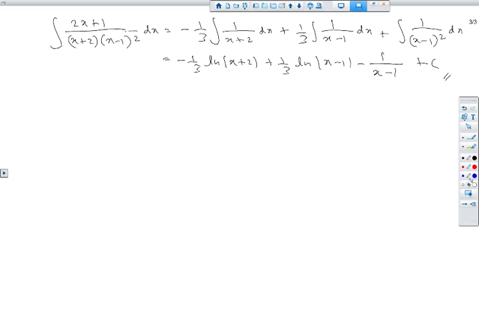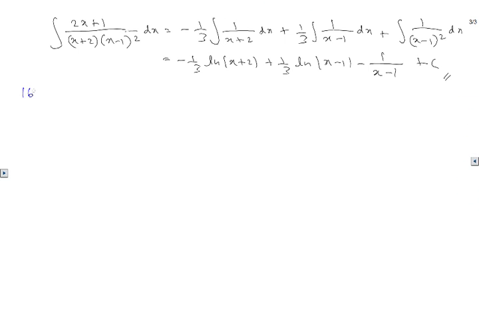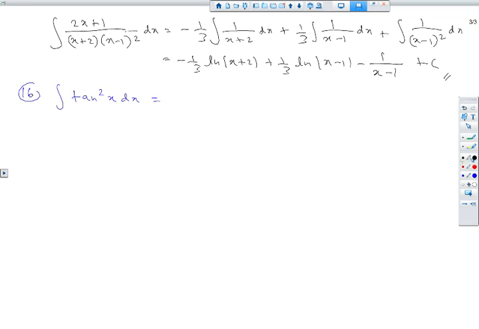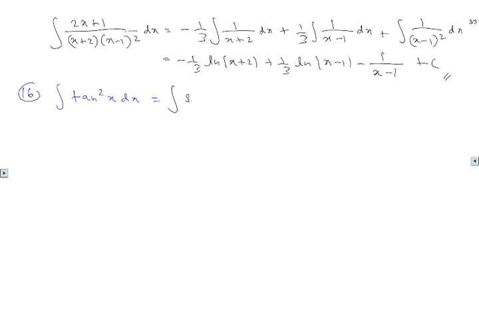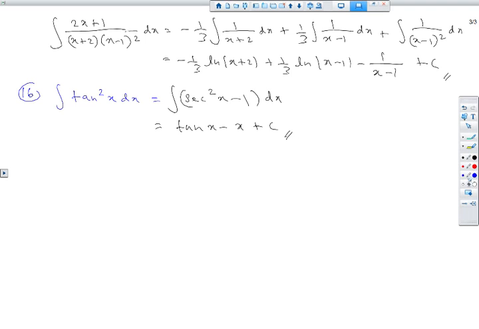Let's go to number 16. Number 16 is the integral of tan squared x dx. One of the tricks is we try to see whether you can transform this to something known using some trigonometric identity. Actually, you can see that yes, you can do that here. So tan squared x is simply equal to secant squared x minus 1. You can see that this is very easy to integrate now. So this is simply tan x minus x plus c. So very simple.